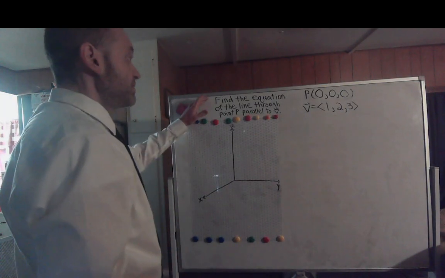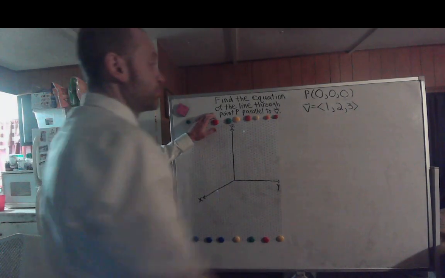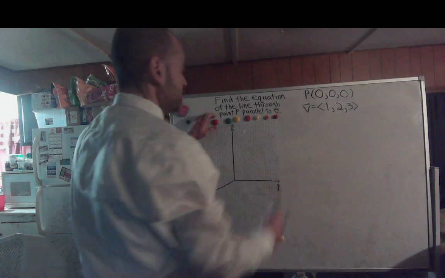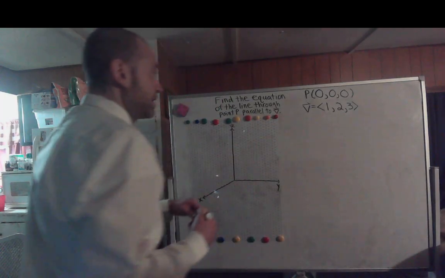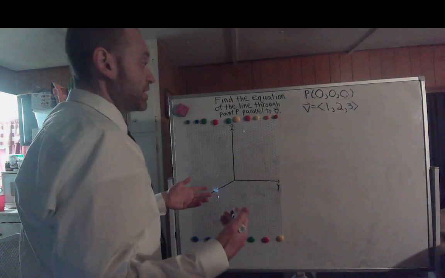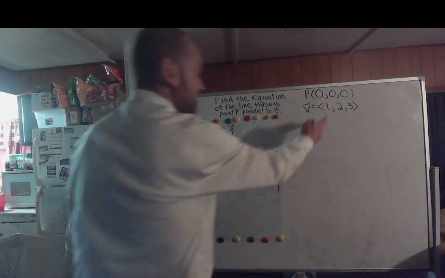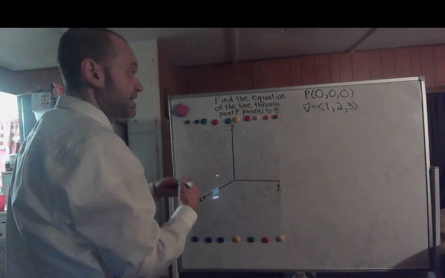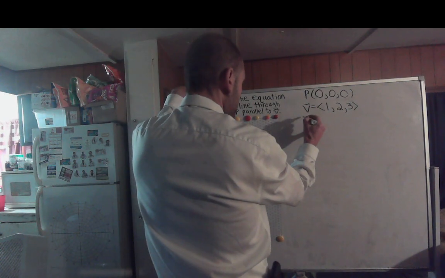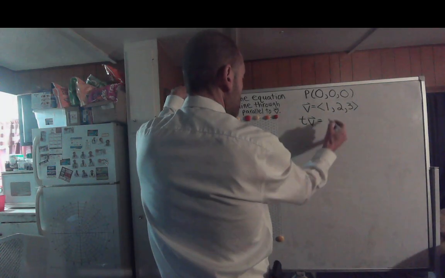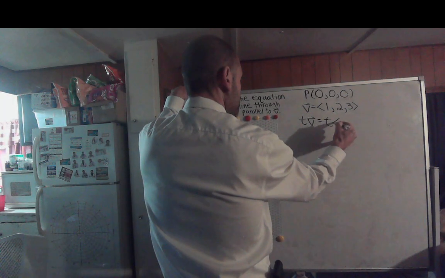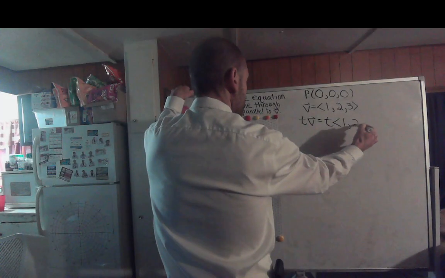So we're going to find the equation of the line through point P, which is at the origin, parallel to vector V with direction numbers 1, 2, 3. If it's parallel to vector V, that means it's going to be the same vector multiplied by a scalar. In this case, we call that scalar t. So t times vector V would be t times that vector 1, 2, 3.